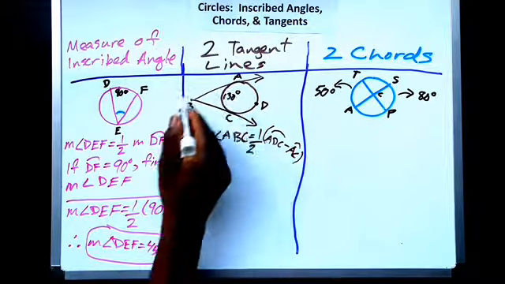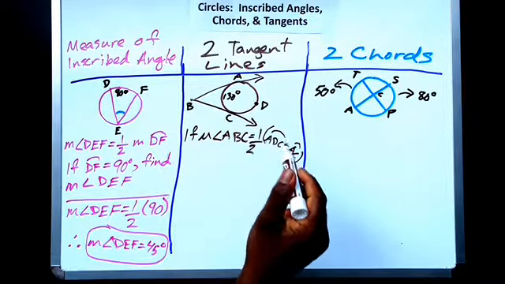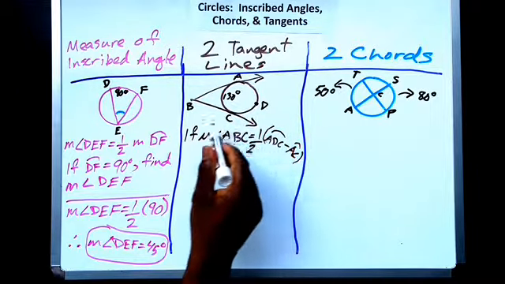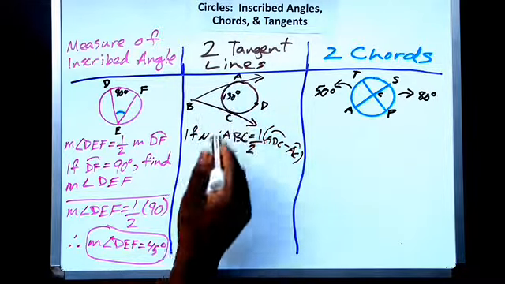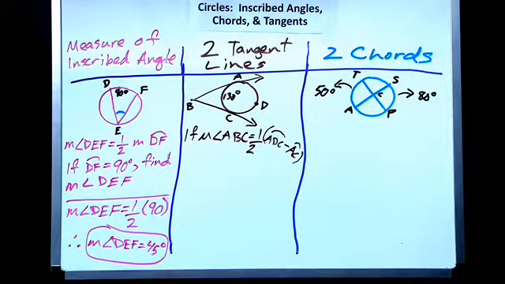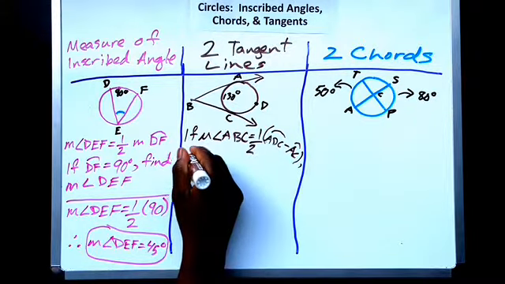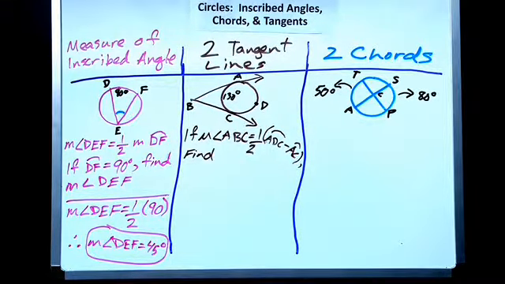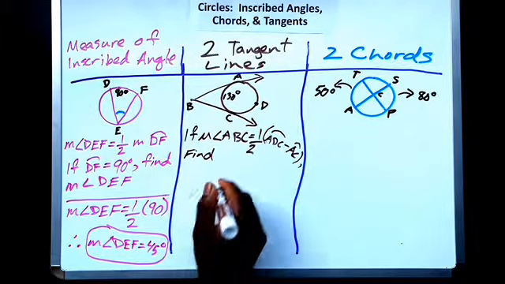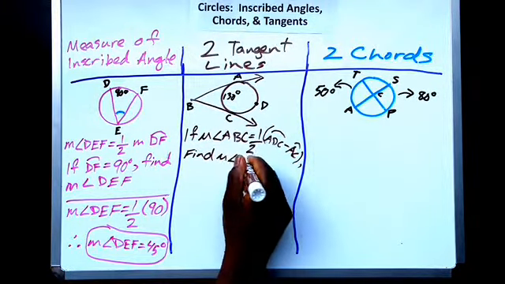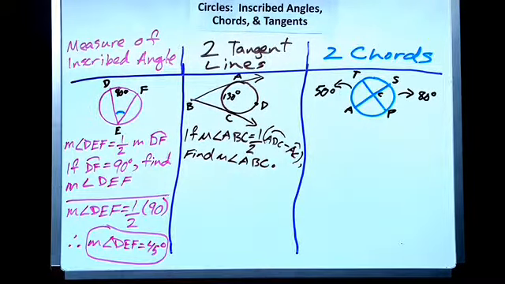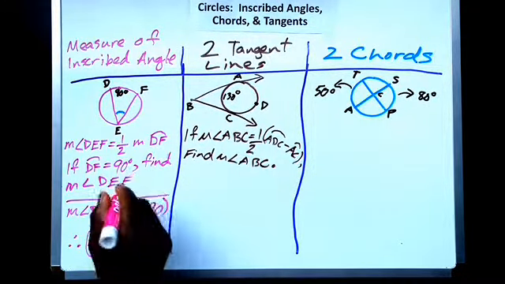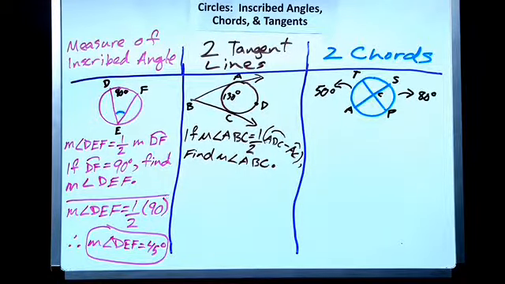So the measure of angle ABC is equal to the measure of arc ADC, which is the major arc, minus the measure of arc AC, which is the minor arc. If this is true, then find the measure of angle ABC, or angle B. Okay? All right. So let's go ahead and figure this out.